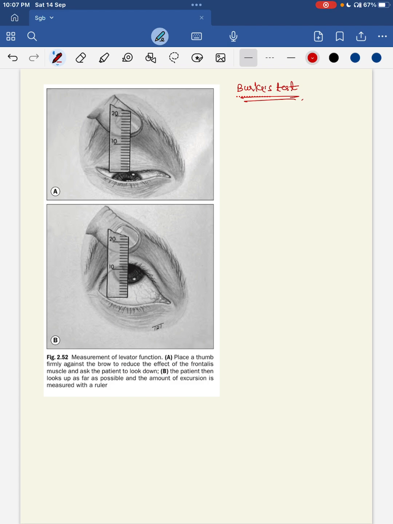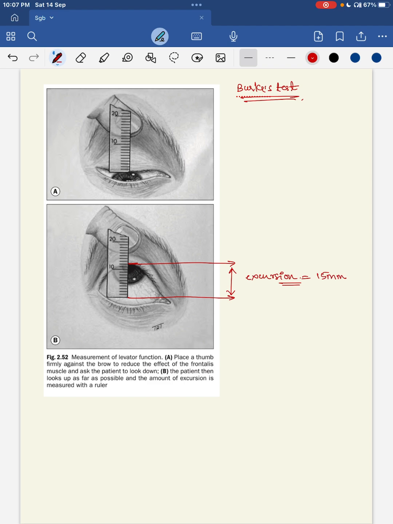Ask the patient to look down and hold the scale tip to the eyelid margin. Now ask the patient to look up. Measure the distance from the eyelid margin in the second position from the tip of the scale. That distance should be taken out. This is called excursion. Excursion means moving away. We are checking the power of the LPS muscle, how well it contracts. If it contracts nicely and is normal, this distance would be around 15 millimeter.